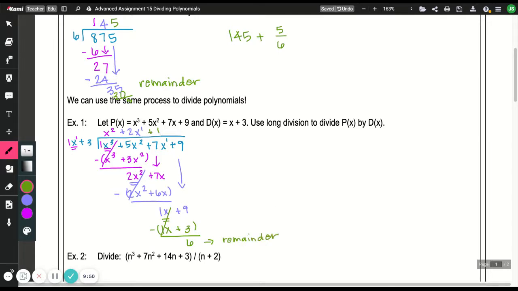So here's this on top, your polynomial. This is your answer. X squared plus 2x. If you want to write the first power, you can, but it's not necessary. Plus 1, and then plus, now we have to do our remainder, 6 over x plus 3.